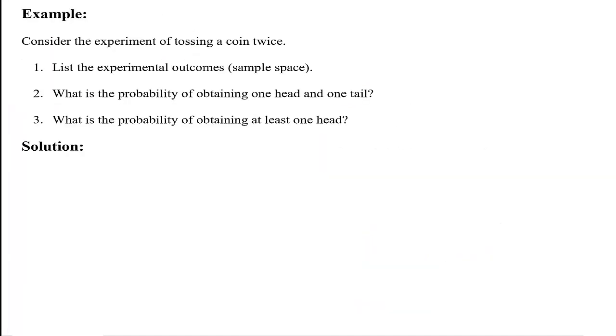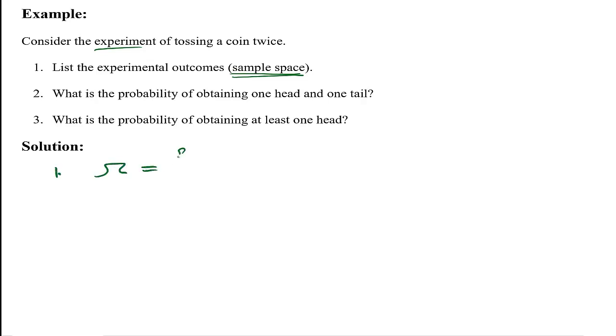Example: consider the experiment of tossing a coin twice. List the experimental outcomes, or we need the sample space, the set of all possible outcomes of this experiment. What is the probability of obtaining one head and one tail? What is the probability of obtaining at least one head? Okay, to answer these questions, we need to write the sample space.